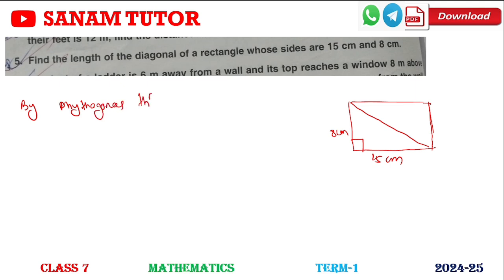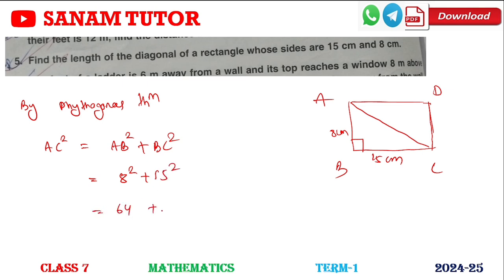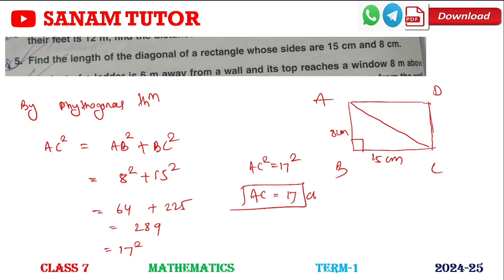So by Pythagoras theorem, suppose this is A, B, C, D. So AC square we can write AB square plus BC square. AB, that is 8 square plus 15 square, 64 plus 225. So 289. So 289 means 17 square. So AC square equal to 17 square. AC equal to 17. Yes or no? So answer is 17 centimeter. So diagonal of the rectangle is 17 centimeter.